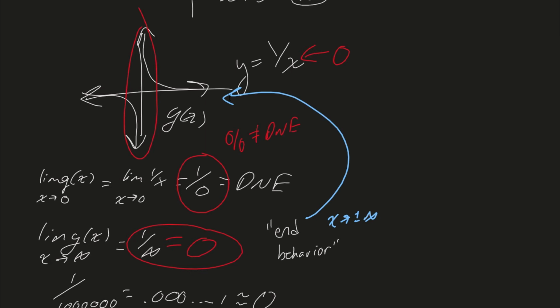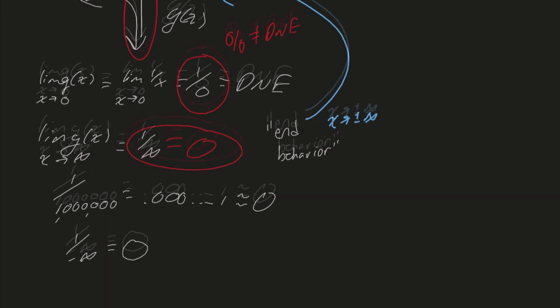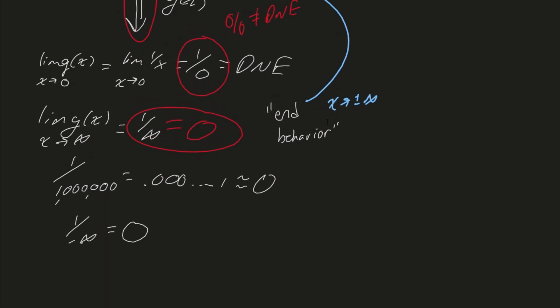And the same thing will occur if we did the other side. The distinction here is if we did the other side, we would get 1 over negative infinity, which is still 0. Why is that? It's because it's going to be negative 0.0000001. But even though it's negative, it's very close to 0 nonetheless. So it's still going to be equal to 0. Alright, so that's how that looks.